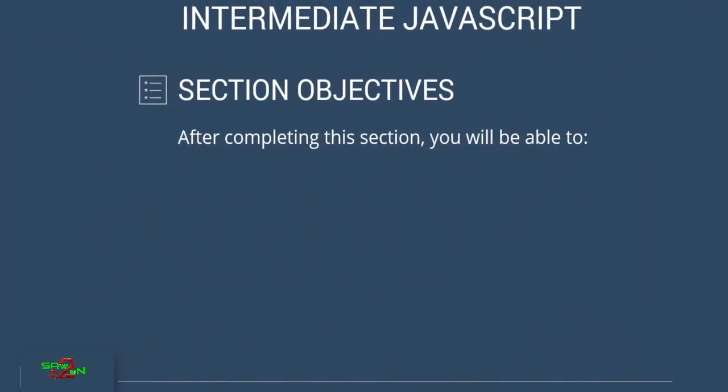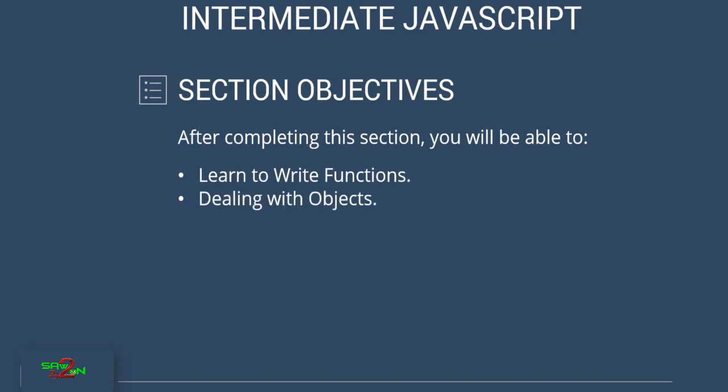Hello and welcome to this section on intermediate JavaScript. Let's look at the section objective. After completing this section, you will be able to learn how to write functions, like write a function, call a function, and pass parameters to the function. Then you learn how to deal with objects, how to create events like onclick, onmouseover, and how to deal with them.